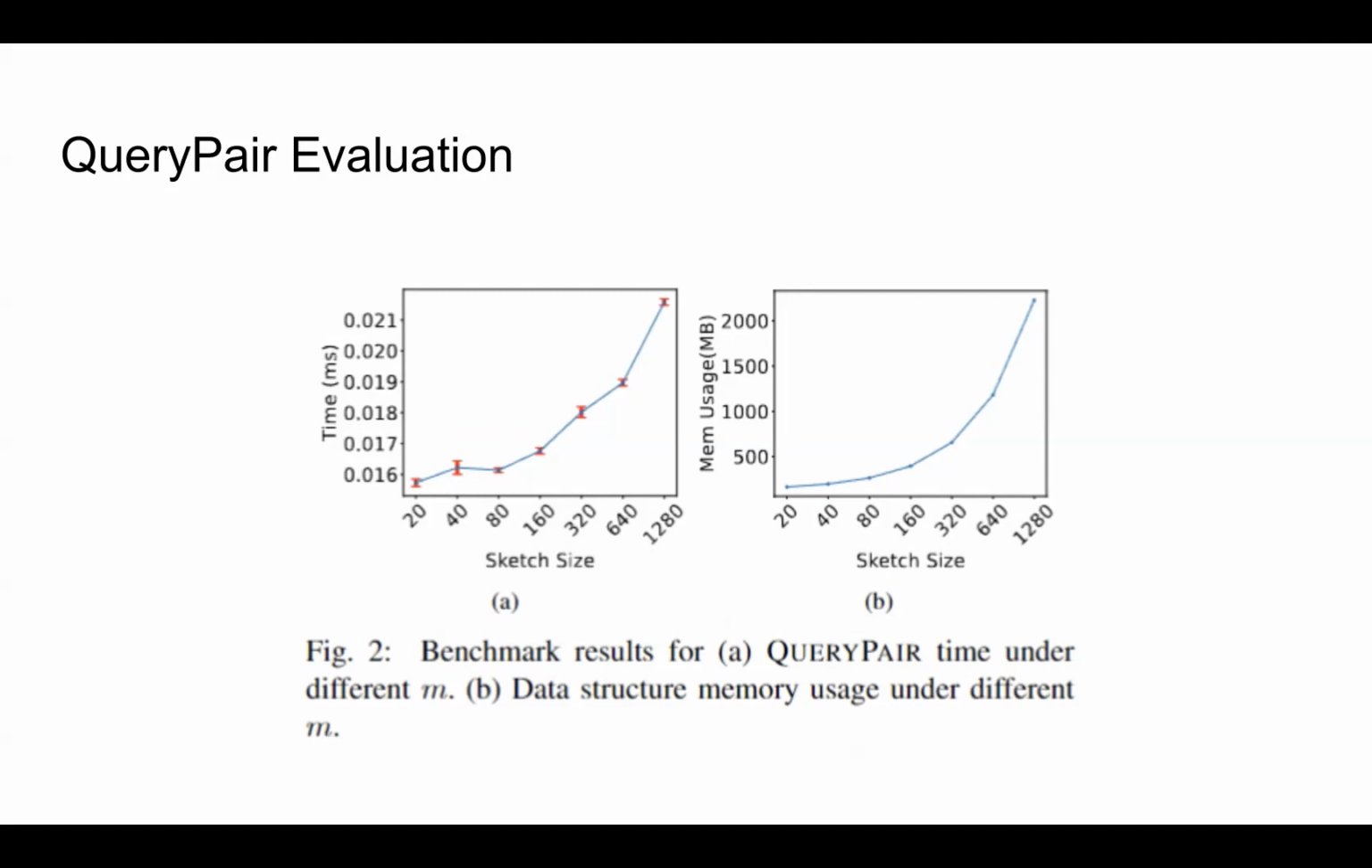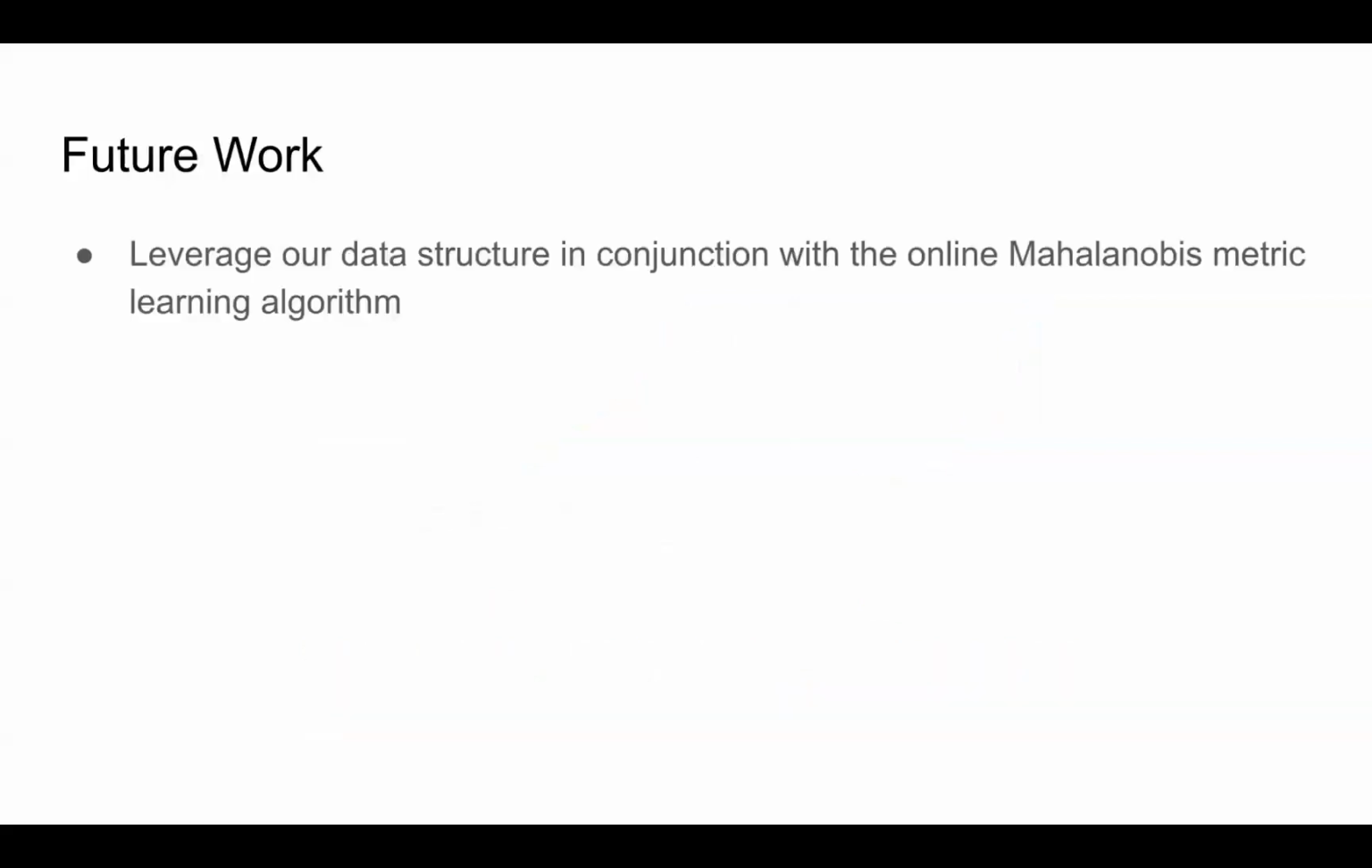From part B of the figure, we find that the memory consumption increased from 164 megabytes to more than 2,000 megabytes as the sketch size increases from 20 to 1,280. A larger sketch size means that more space is required to store the precomputed Phi G multiply U and Phi G multiply U multiply Phi matrices. Compared with the baseline sketch size M equal to 1,280, when the sketch size is 320, the memory consumption is 3.06 times smaller.